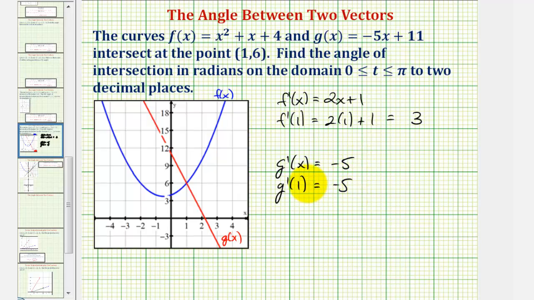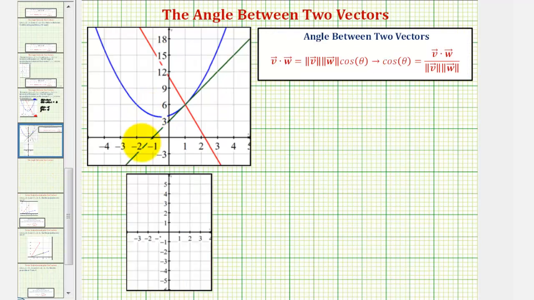Now for the next step, let's go ahead and sketch the tangent line to the blue function at this point. Here it is graphed in green, and now we'll use vectors to find the angle of intersection between these two curves. We'll find a vector that has the same slope as this green tangent line, let's say this vector here, and then we'll find a vector that has the same slope as the red tangent line, let's say here. If we find the angle between these two vectors, using this formula here, this would be angle theta, which would be the angle of intersection of the two curves at this point of intersection.